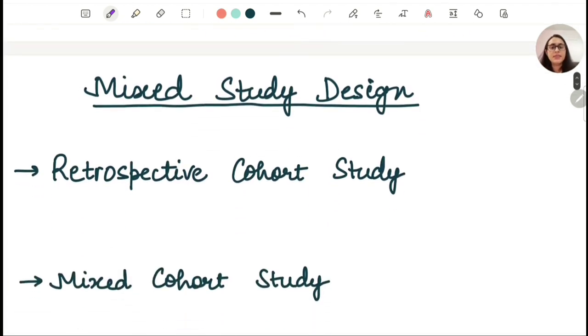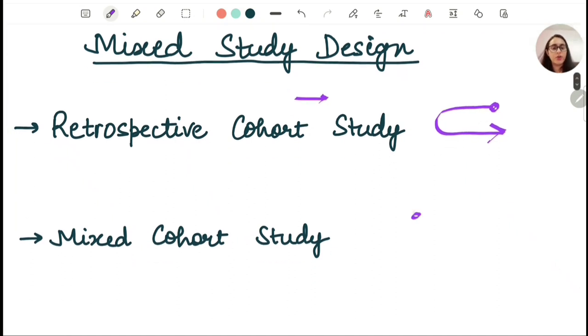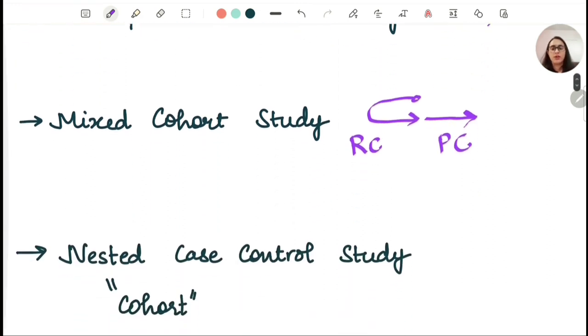If you see some mixed study designs, then we have a retrospective cohort study. Retrospective means cohort study, we know, going forward in time, but we are talking about retrospective. So first we start from present, we go back in time, take the medical records and then start doing study. So that is a retrospective cohort study. Mixed cohort study is retrospective cohort study, going back in time, then taking the study forward and then continuing this study forward by some other clinician, say. So that is a combination of retrospective cohort study plus prospective cohort study, is known as a mixed cohort study.